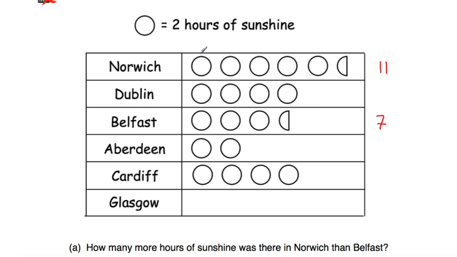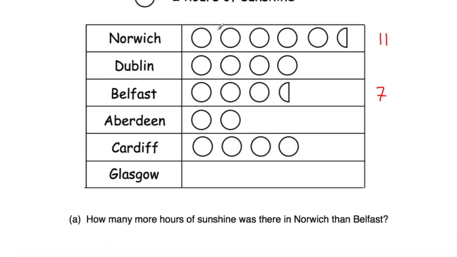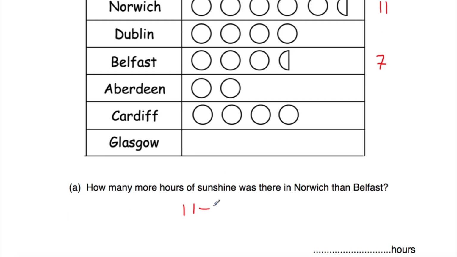Remember that each circle is 2 hours of sunshine and half a circle will be 1 hour of sunshine. And the question says how many more hours of sunshine were there in Norwich than Belfast? So we're going to do 11 take away 7. So 11 take away 7 is equal to 4. So there's 4 extra hours of sunshine in Norwich than Belfast.